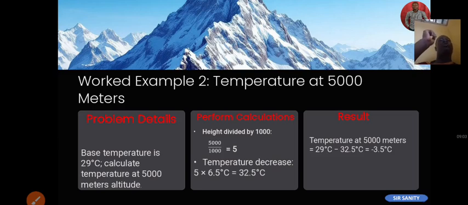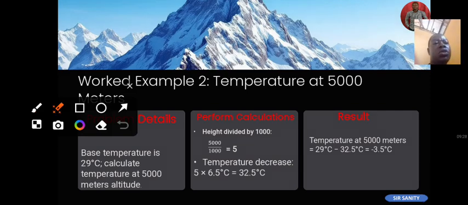So if the base is 29 degrees Celsius and the height is 5,000 meters, what is going to be the temperature at the top, since it's going to decrease 5 times in relation to the lapse rate, which is 6.5 degrees Celsius? Let me circle it there for you so that you see. You divide 5,000 by 1,000, which will give you 5. That's the height difference.